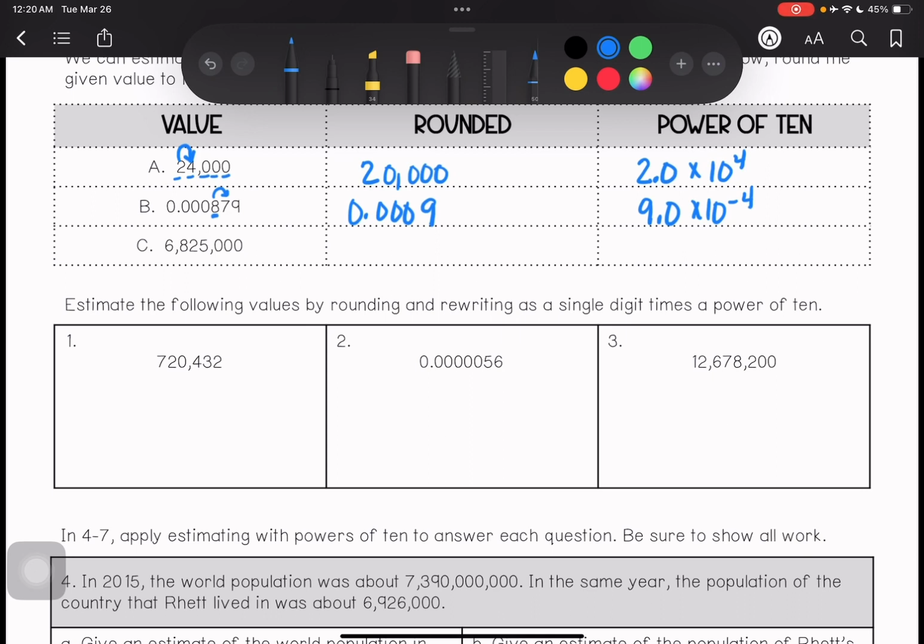Letter C, we have 6 million. We look to the right of that. That number is 5 or more. So this rounds to 7 million. Scientific notation is 7.0 times 10 to the 6th power.